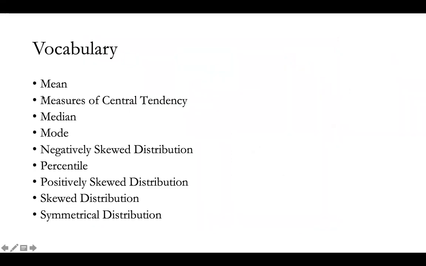Vocabulary for today: we looked at measures of central tendency, mean, median, and mode. We talked about percentile, the 50th percentile being the median, but other percentiles as well. And then we ended by comparing symmetrical and skewed distributions, either negative skews or positive skews, by looking at the case of US born versus immigrants.